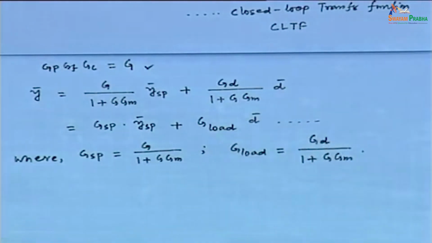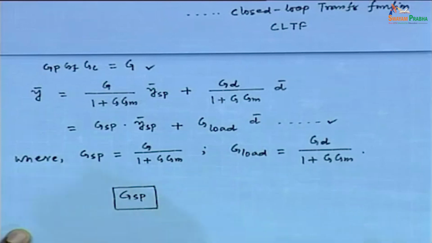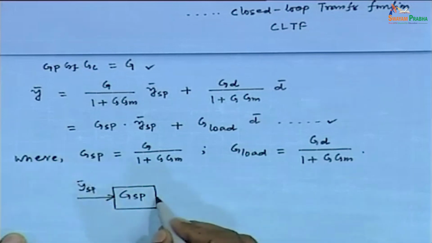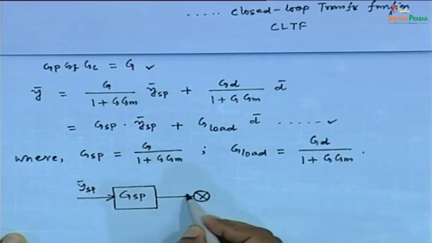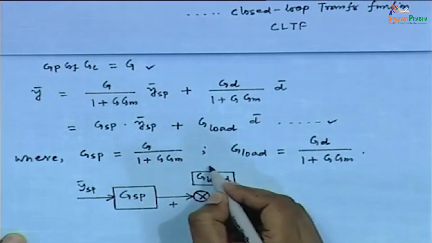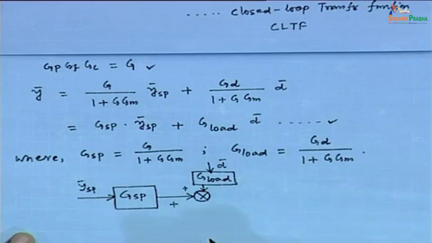Can we develop the corresponding block diagram? What will be the block diagram of this final form of closed loop transfer function? It is very simple. We can consider one block for G set point. What is the input? Input is y set point. Now, this output is added with the output of this load block. I mean, these two outputs are added and finally we get y. Fine. This is the block diagram of the final closed loop transfer function.